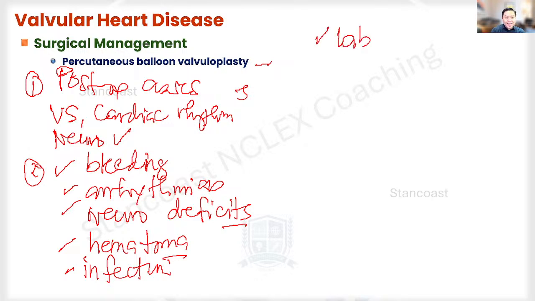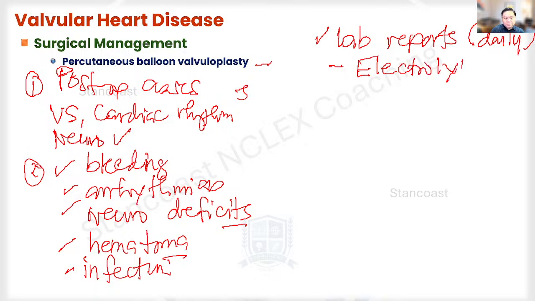Check lab reports. And I'm talking about daily lab reports. So we are talking about electrolyte count, especially for those getting the diuretics: potassium, magnesium. These are the electrolytes that are commonly lost in the body when the patient takes diuretics, especially Lasix.